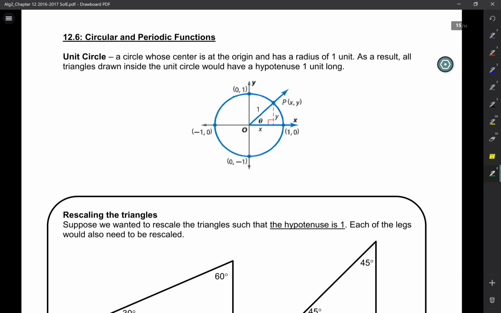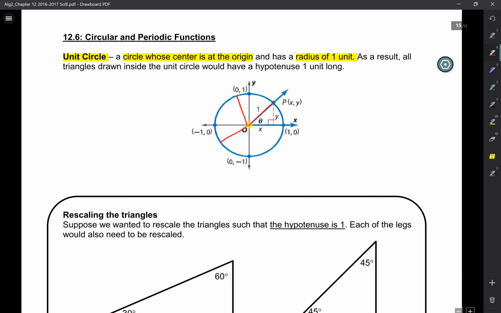So we're talking about the unit circle today. And what a unit circle is, it's a circle whose center is at the origin, and it's got a radius of 1 unit, hence the term unit circle, right? The radius of it is 1 unit. So the center is here, and the radius is 1 unit. That means that length is 1, that length is 1, that length is 1. You get the idea, okay?